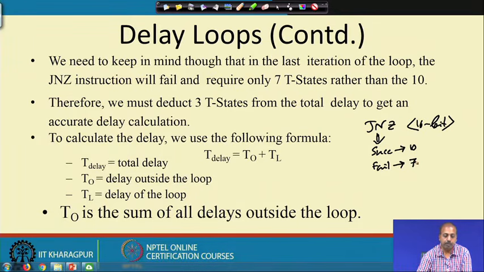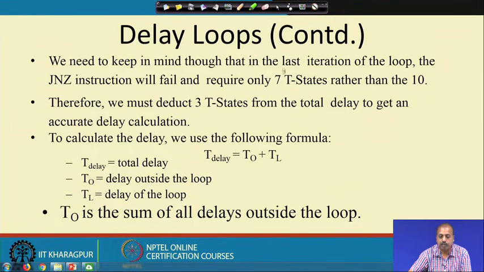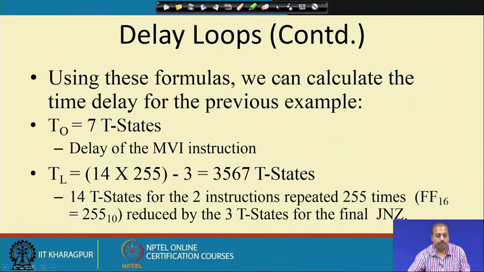So, the way we should calculate is that we subtract 3 T states from the total delay to get an accurate delay calculation. To calculate the delay, the total delay is T_O plus T_L, where T delay is the total delay, T_O is the delay outside the loop, that is the initialization of the counter and so on, and T_L is the delay of the loop. Once we do that, we can get the actual delay.